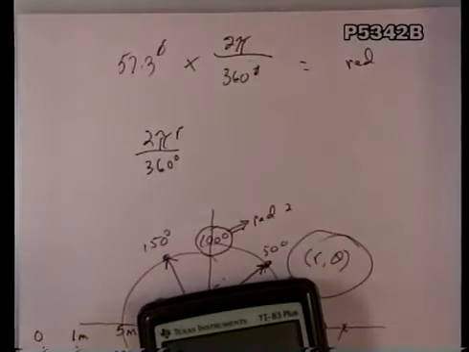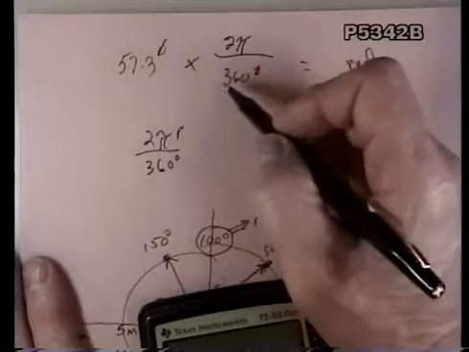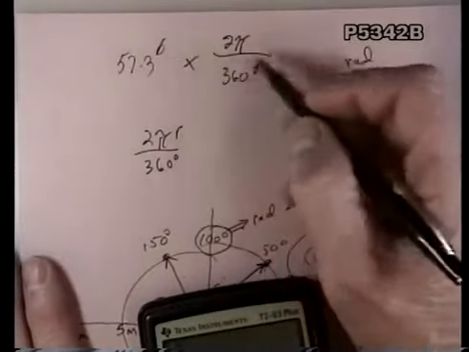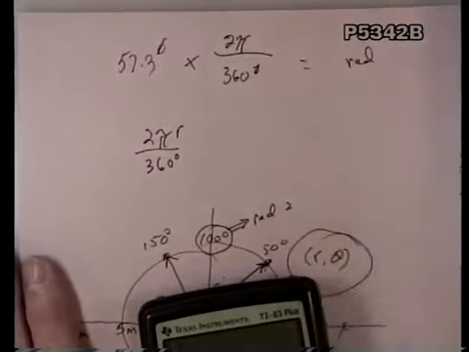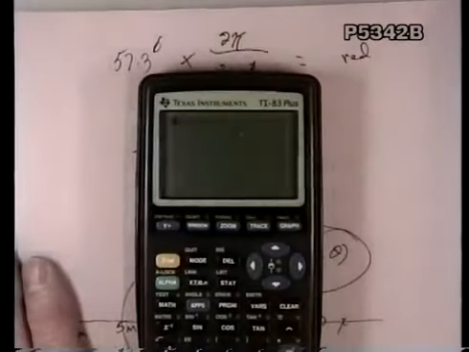So I could use unit analysis. That's what I was trying to say a few minutes ago. This is a process of unit analysis. I cancel out the units. The other method, of course, is to use your calculator.